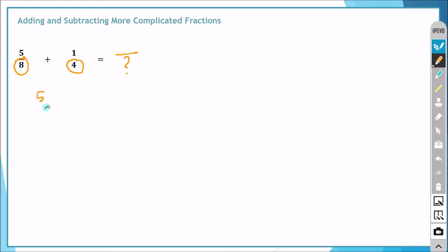So we've got 5 over 8 plus, what can we do to 1 over 4 to make the denominator the same as it is here? Well, what we can do is we take 1 over 4 and we multiply the top by 2 and the bottom by 2. And what will that result in? That results in 5 over 8 plus 1 times 2, 2, 4 times 2, 8. So now that tells us the denominator of the answer is going to be over 8.